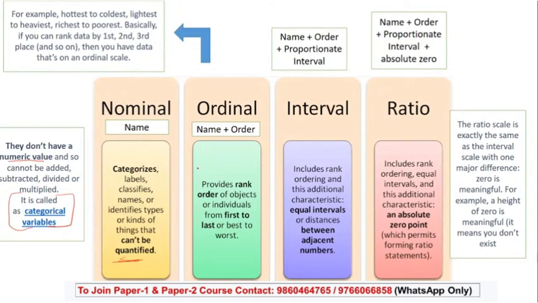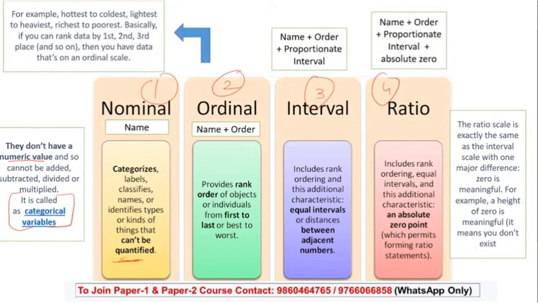Giving the categories. When we go ahead to the second scale, that is your ordinal scale. The ordinal scale, along with the category, now goes one step ahead and provides a rank to the object. For example, best to worst or first to last.